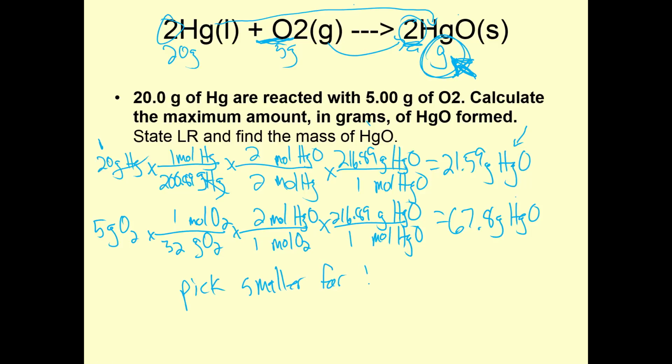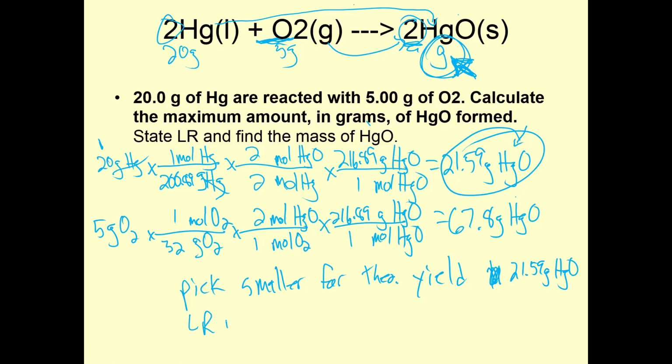Okay, so I need to pick the smaller for theoretical yield. So this is how much my answer is: 21.59 grams of HgO. My limiting reactant is the reactant that made the smaller amount.